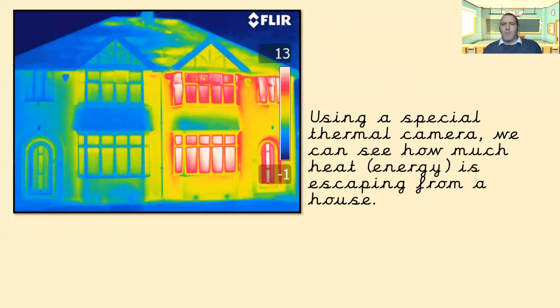By using a special thermal imaging camera, you can see how much heat, so it's the energy, is escaping from a house. So if you look at the house on the left, it's very blue and green. There's not a lot of heat coming out of it. If you look at the house on the right, the windows there are glowing red. That's the heat coming out of the house.